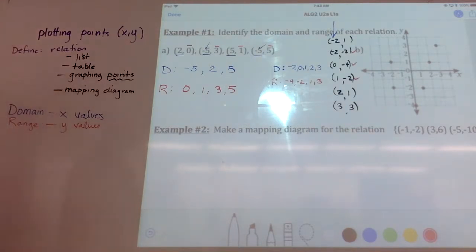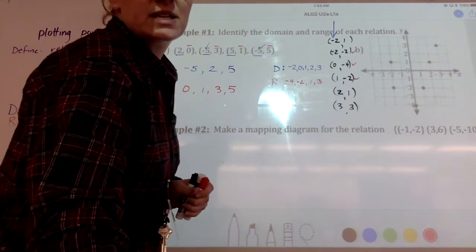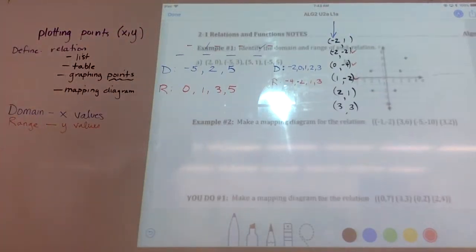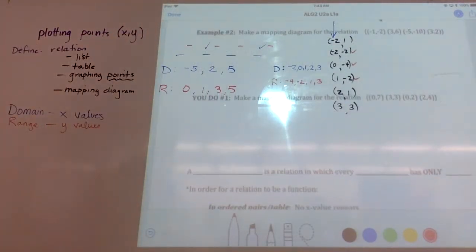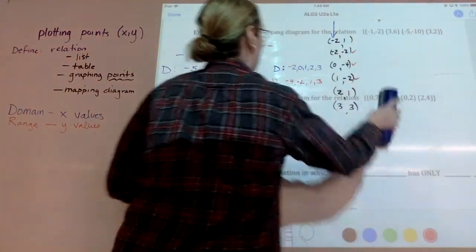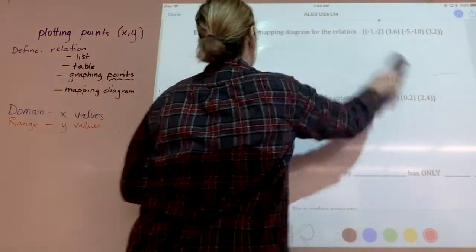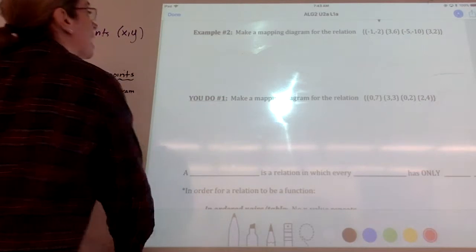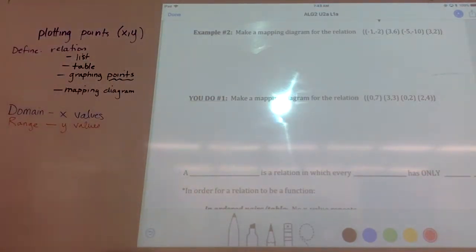All right, let's take a look at the next example. Example 2. You are welcome to keep using color pencils or not, up to you. Make a mapping diagram for the relation shown. A mapping diagram follows the same rules as when you report domain and range. You can't repeat x's, you can't repeat y's, and you draw arrows.